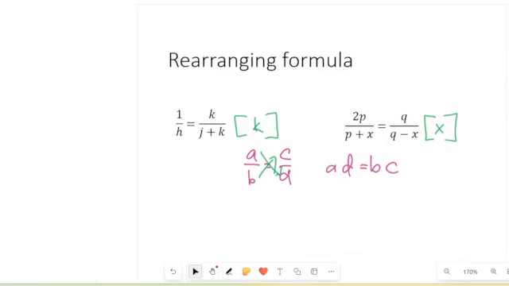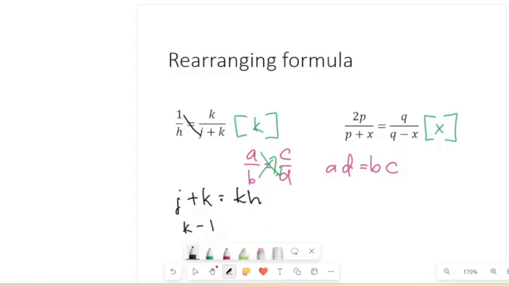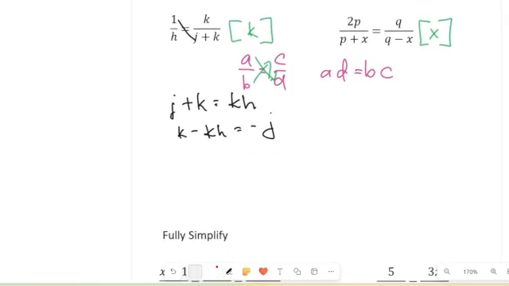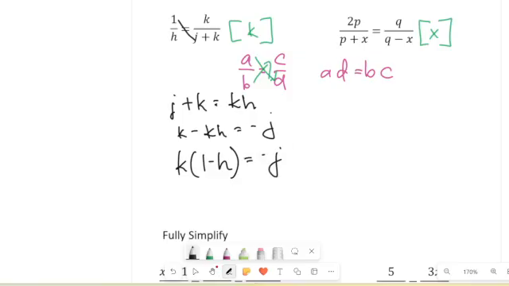If you look at the first one, I get J plus K is the same as KH. I move now my K's to one side, so I will get K minus KH is equal to minus J. And now I want to factorize the K. So then I get K times 1 minus H is equal to minus J. Divide both sides by 1 minus H, so it will be minus J over 1 minus H. And that's my final answer.